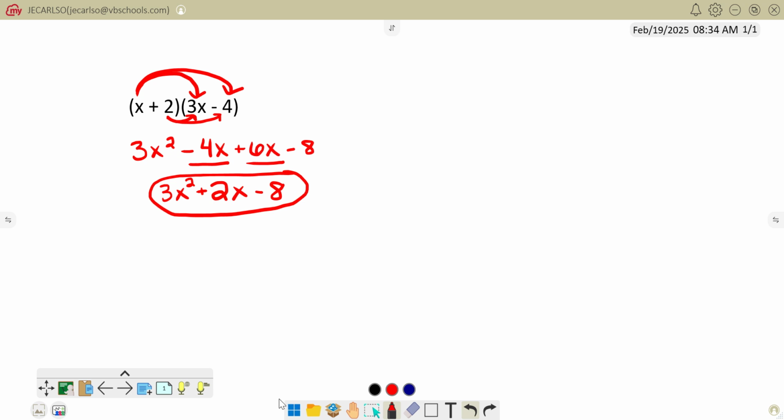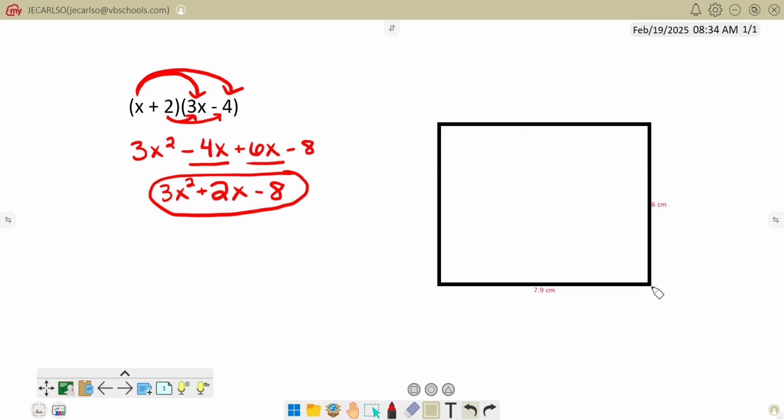Now, there's another way to solve this. Like I said, this is distributing twice. The other method is the box method. So I need to make a box. This is a binomial times a binomial, so I need a 2 by 2 box. I'm just going to make a square, and then I'll add almost like a window to create a 2 by 2. 2 along the top, 2 along the side.